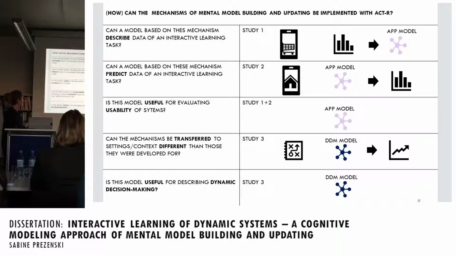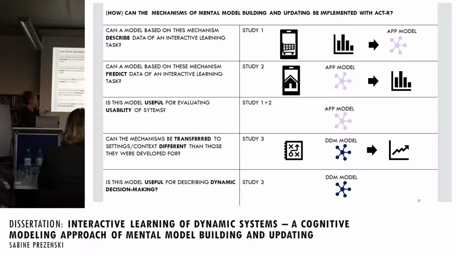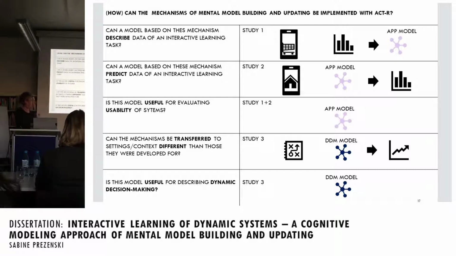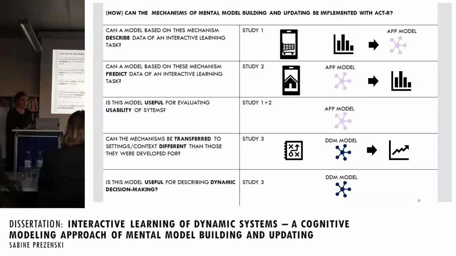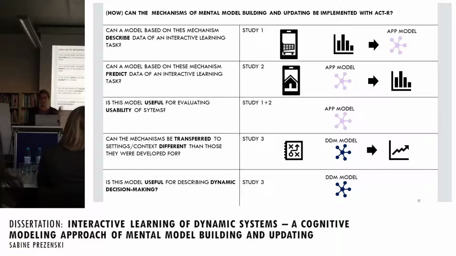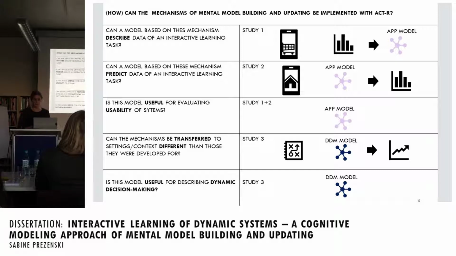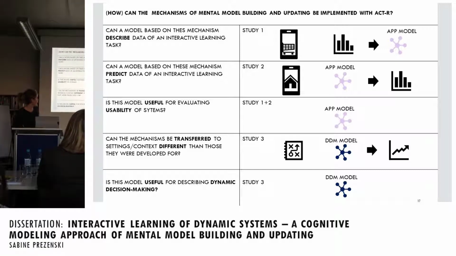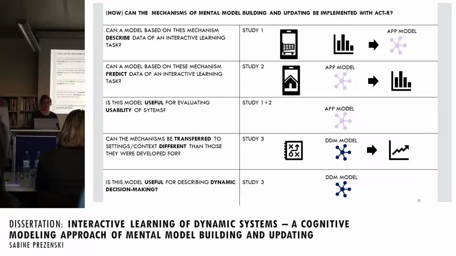Then to look at if the mechanisms can be transferred to different settings, a third study was conducted, and a different model which uses the same mechanisms was developed. This is the dynamic decision-making model, and it was looked at if this model is useful for describing dynamic decision-making.